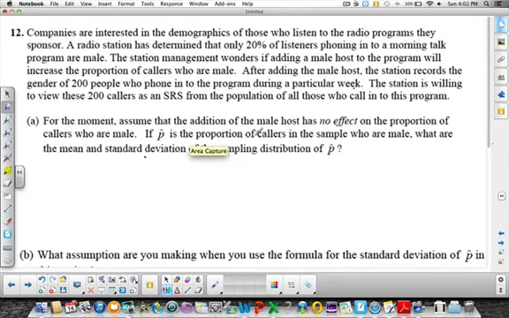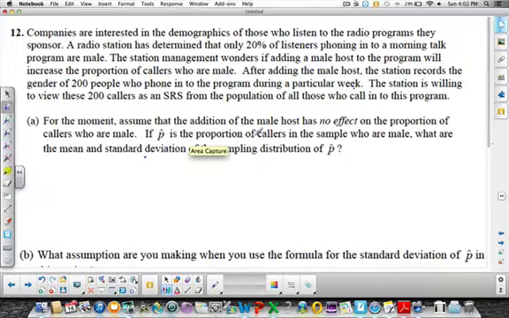This is Chapter 7, number 12. In this scenario, companies are interested in the demographics of people who listen to the radio programs that they sponsor. So a radio station has determined that only 20% of listeners phoning in to talk to a morning talk program are male. And the station manager wonders if adding a male host to the program would actually increase the proportion of callers who were male.